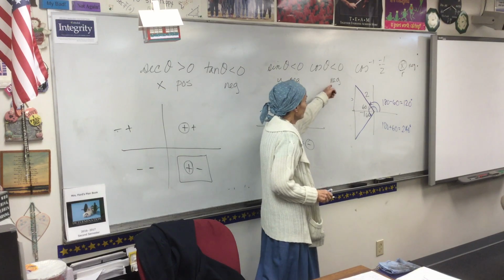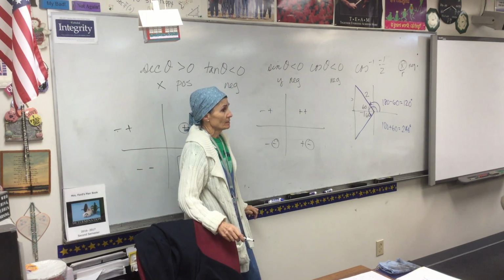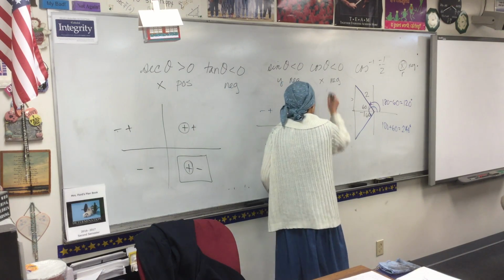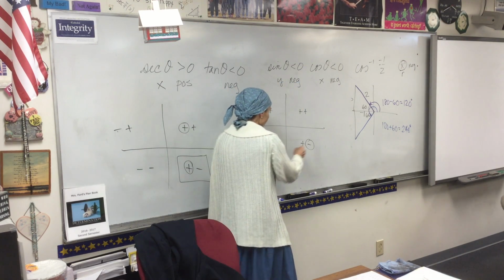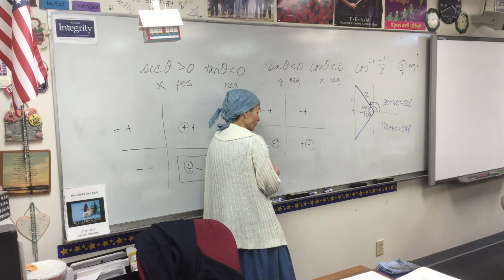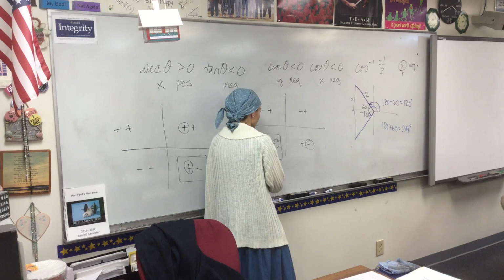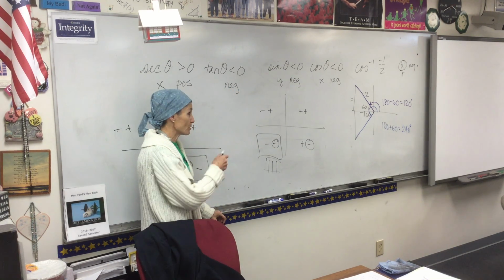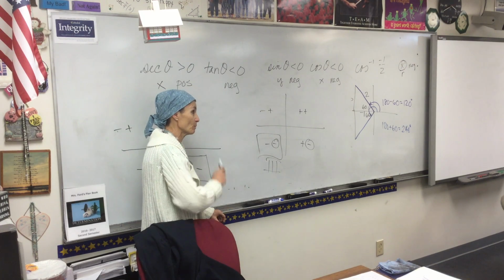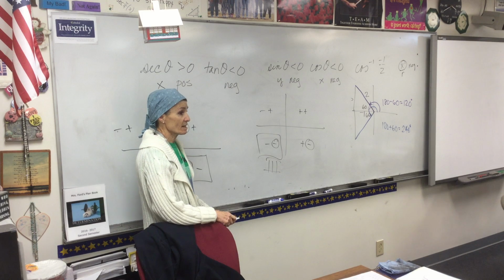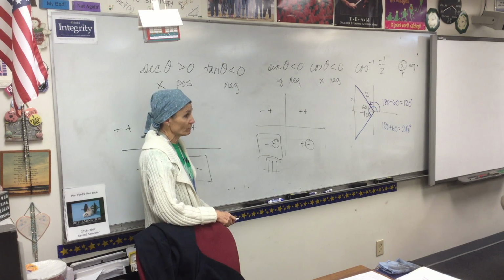Now, cosine also has to be negative. Cosine is which letter? X. So X has to also be negative. If these are your only two options, and X has to be negative, aren't we in quadrant 3? Those are easy problems, but what do you have to remember? Cosine is X over R, sine is Y over R, tangent's Y over X.